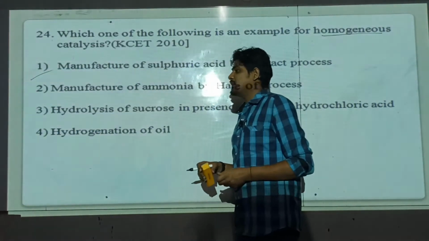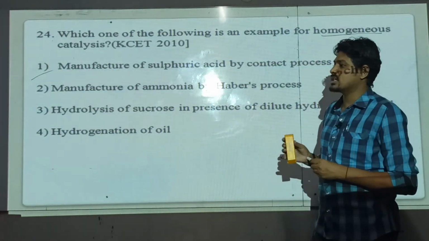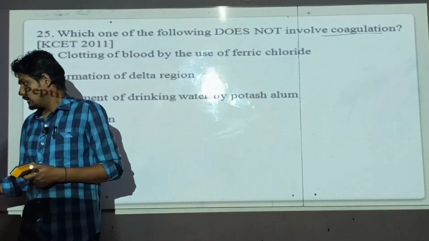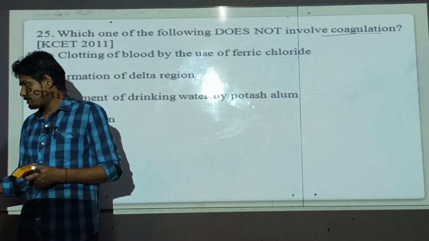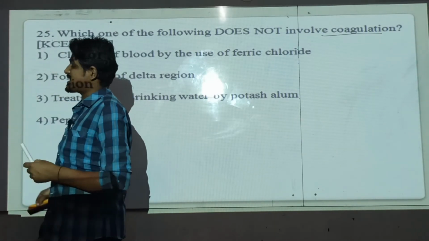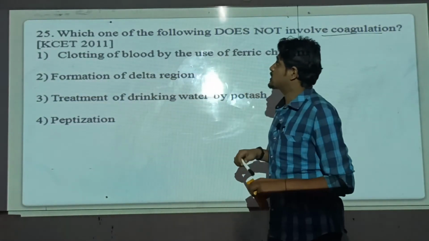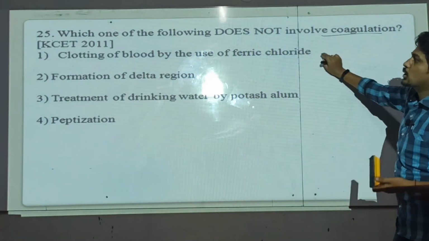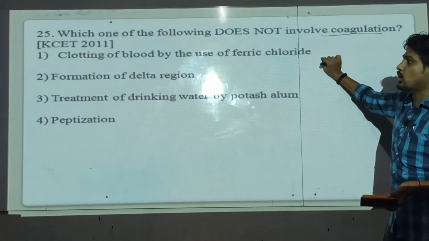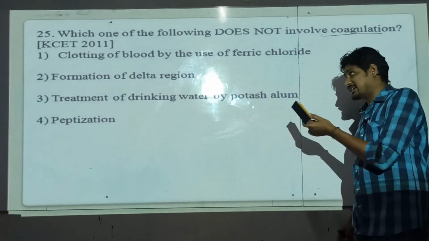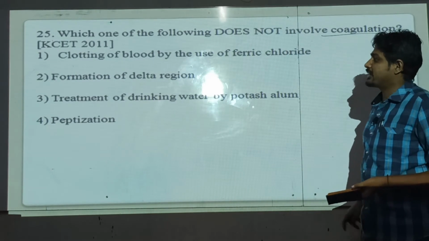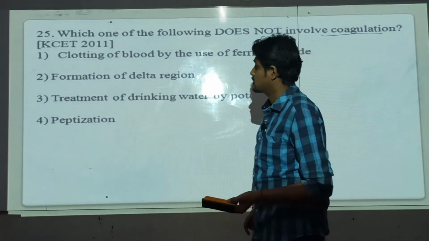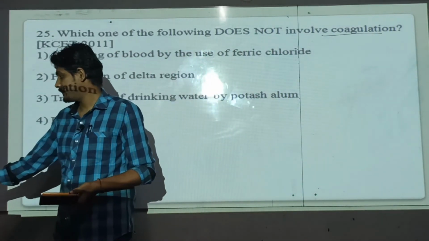Which one of the following is an example for homogeneous catalysis? Okay, this is catalysis which we have already discussed. Then again one question is there which is similar to this: which one of the following does not involve coagulation? Clotting of the blood again involves coagulation. Formation of delta region again involves the precipitation. Treatment of drinking water by potash alum also involves coagulation. This is the reverse of that same question. The peptization, answer straight away.